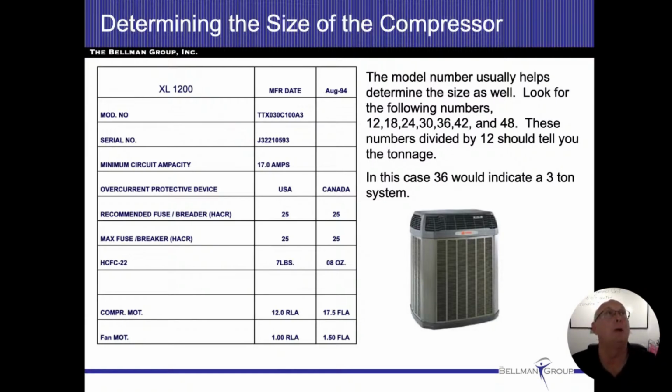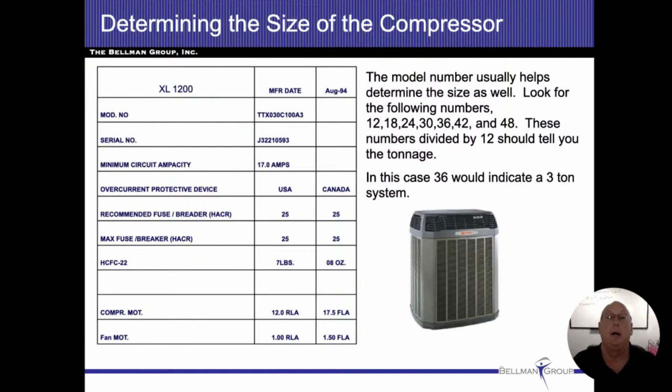So if we go at the model number on this one, and I'm seeing TTX030. All right. So the 030 is going to basically tell me 30,000 BTUs. So at 30,000 BTUs, 12 times 2 is 24. 24 plus 6, which is a half a ton, gives me 30. So 2.5 tons is the size of this air conditioning unit.